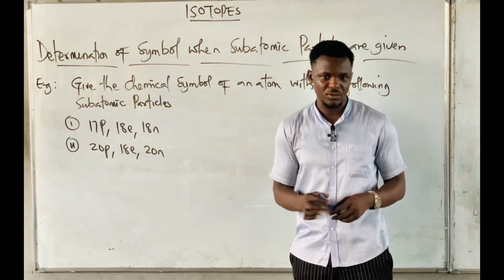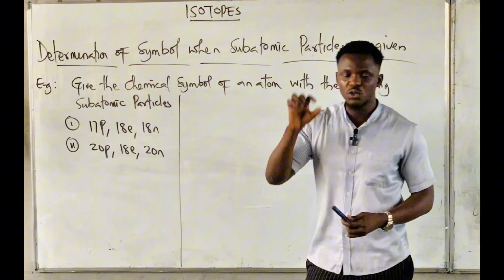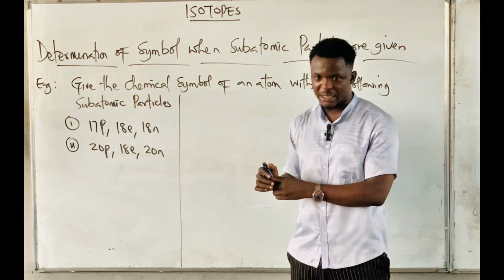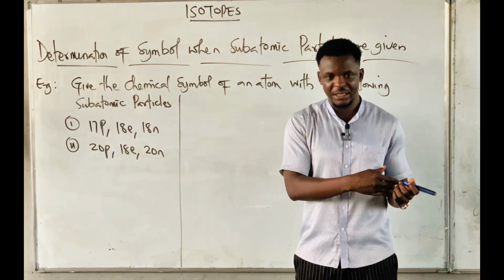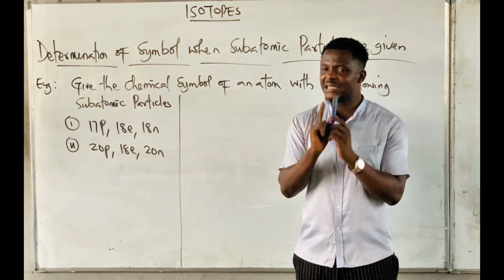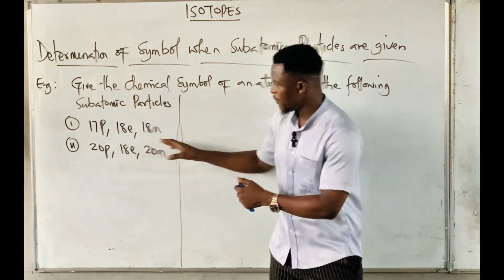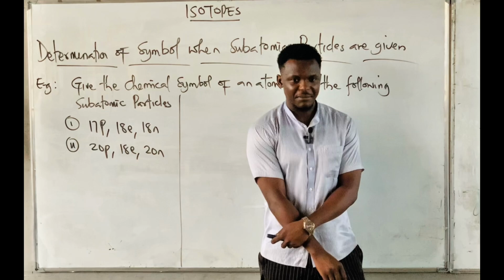This time around, they are giving us the subatomic particles, and they are asking us to create or to form the chemical symbol. So the first thing I'm going to do here is I need to know the proton number, because each atom has their own proton number. You can see two atoms or two species having same electron numbers. Those kind of species, we call them isoelectronic, but you will never see two atoms having same proton number. No two atoms can have the same proton number. No two atoms can have the same atomic number.